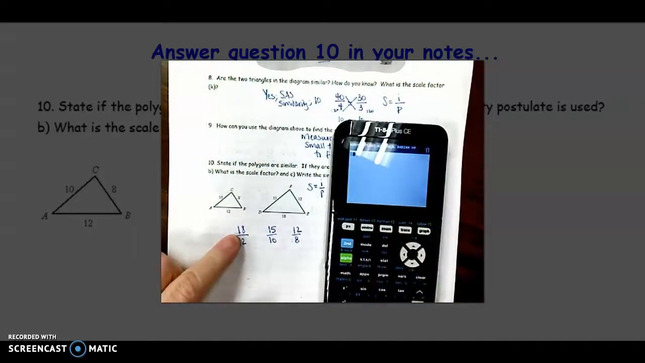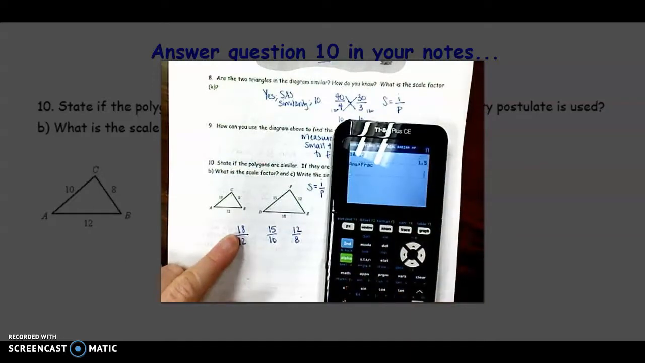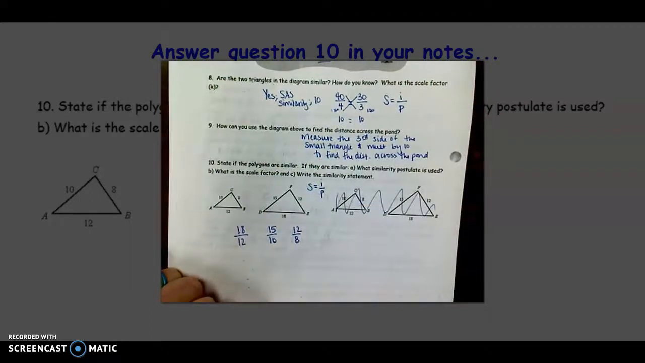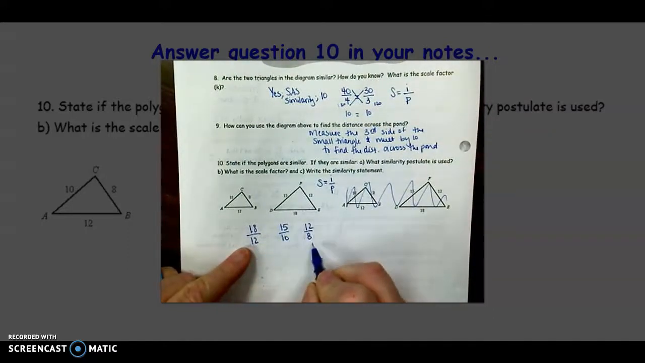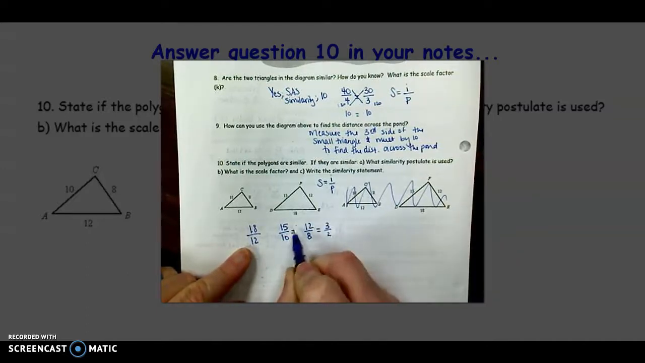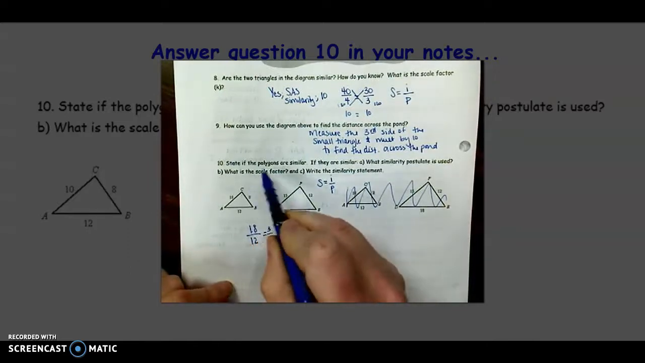So you can just do 18 divided by 12, and when you get a decimal, remember, just hit math, enter, enter, and it tells me that reduces to 3/2. 15 divided by 10 is also 1.5, which reduces to 3/2 as a fraction, and 12 divided by 8 is also 1.5, so of course that's also going to be 3/2 as a fraction. So that tells me, since all of these side pairs are the same exact ratio of 3/2, that yes, all three sides are proportional. So I'm going to answer all these questions.